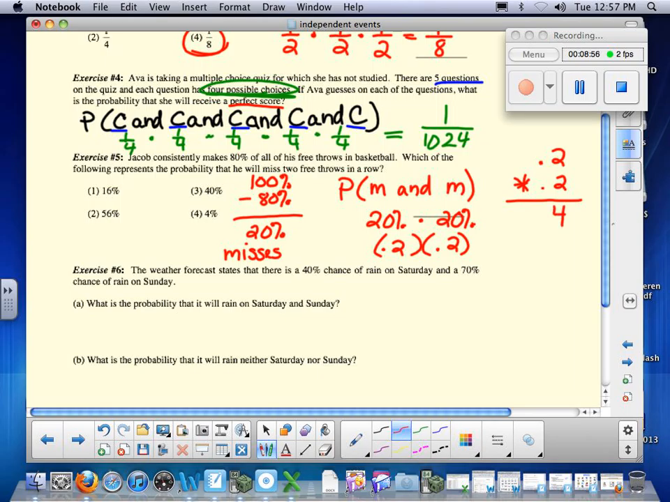2 times 2 is 4. And then what do I have to do about these decimal points? Move it over. So it was here, we're going to move it over 2 places. But now I need to write it back as a percent. So times by 100. So choice 4. 4% that he's going to miss 2 in a row.